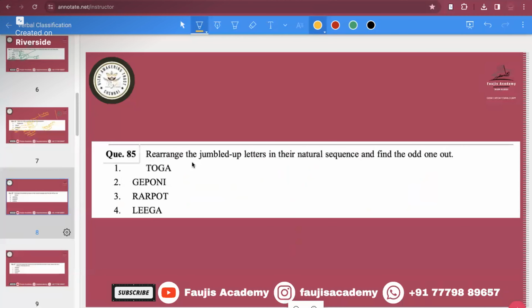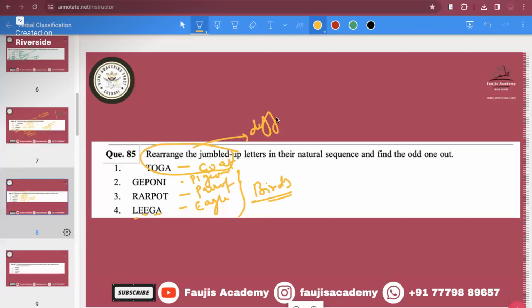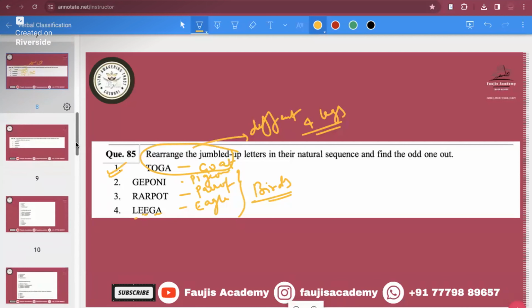Yes, guys. Rearrange the jumbled up letters in their natural sequence. I think we can make it goat. Option 1, sir. Okay. Second one is pigeon. So obviously these three are your birds. Yes, thank you so much, guys, for the help. So toga, goat in its rearranged form, this one is your different. This is an animal with 4 legs. Yes, guys, let's move to the next question.